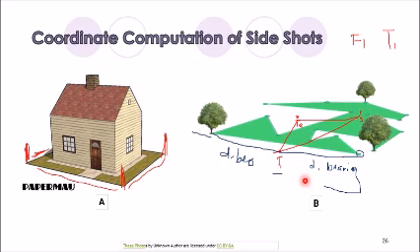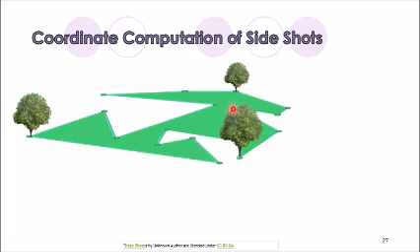So these observations are actually the side shots. This is useful because the coordinates of T1, T2, T3 are known, and also the distance and bearing of this side shot is known, so therefore we can compute the coordinates of these corners. Okay, so this is the enlarged picture of the previous slide.